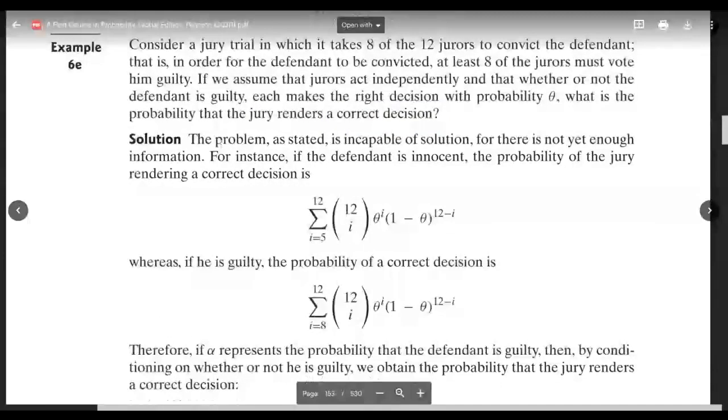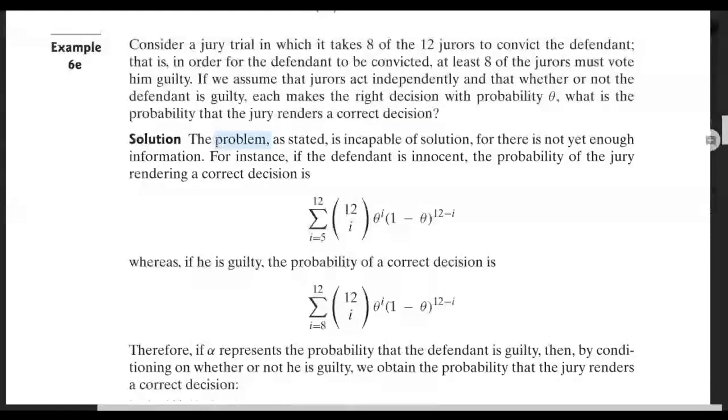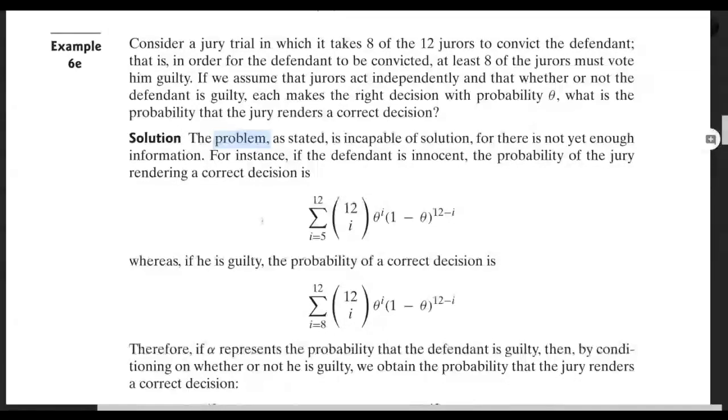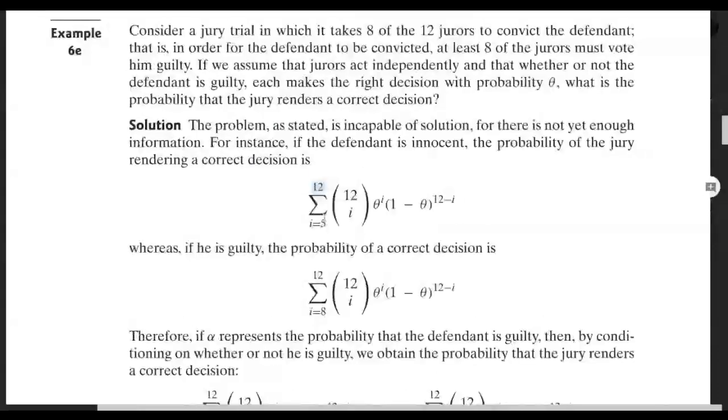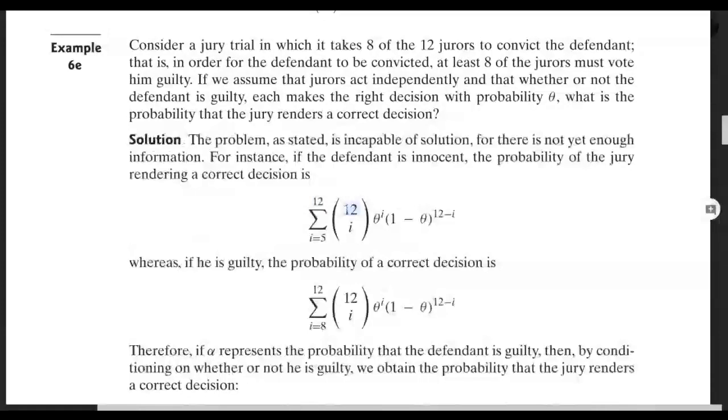Okay, so this problem is incapable of solution, for there is not yet enough information. For instance, if the defendant is innocent, the probability of the jury rendering a correct decision is the sum over I from 5 to 12 of 12 choose I.